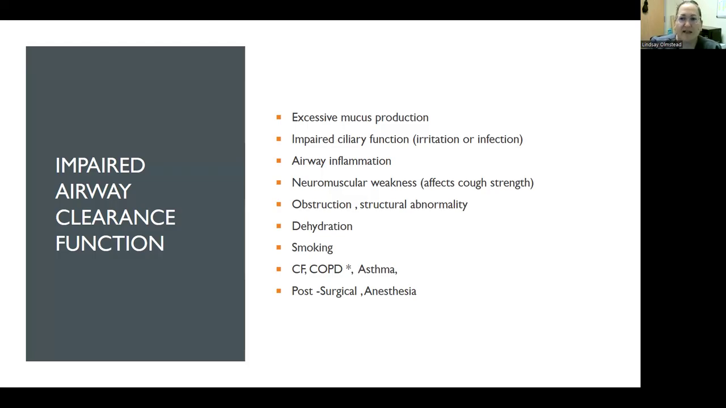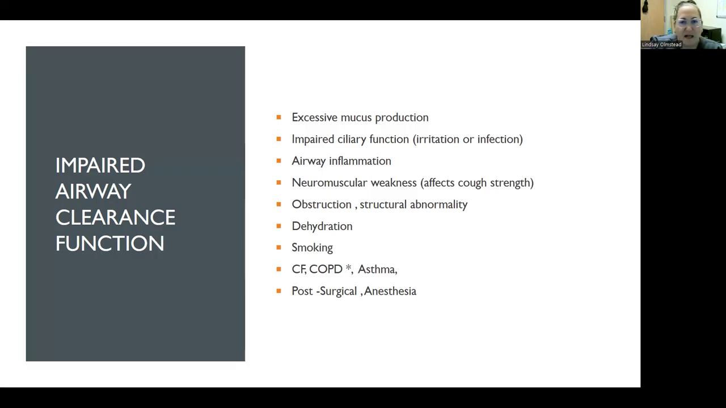If you think about it, inspiratory muscle weakness decreases the ability to take that big, deep breath in. Expiratory muscle weakness decreases the ability to generate sufficient pressure to cough effectively. And that's why you have so many issues with neuromuscular weakness or disorders.